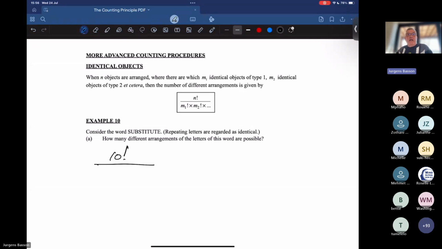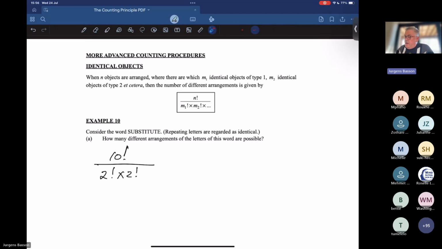So I look at my word and I say S. If it's there only once, then I move on. But S is there twice. So what you now need to do is divide by 2 factorial to remove those identical arrangements. Then if I continue, the next one is U, and there is another U. So that means we've got another 2 factorial we need to divide with.